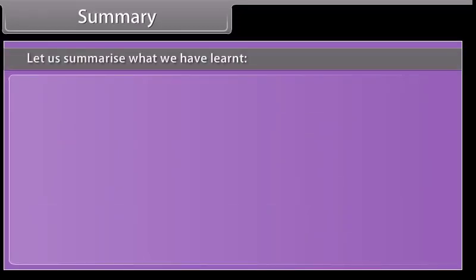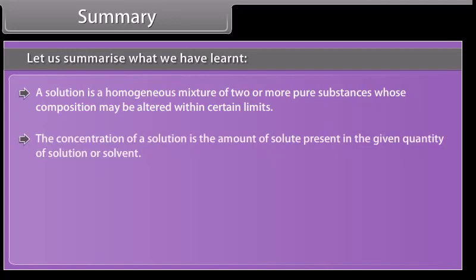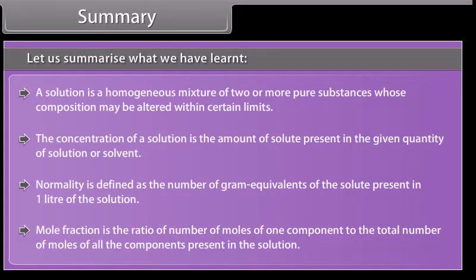Summary. Let us summarize what we have learnt. A solution is a homogeneous mixture of two or more pure substances whose composition may be altered within certain limits. The concentration of a solution is the amount of solute present in the given quantity of solution or solvent. Normality is defined as the number of gram equivalents of the solute present in 1 liter of solution. Mole fraction is the ratio of number of moles of one component to the total number of moles of all the components present in the solution.